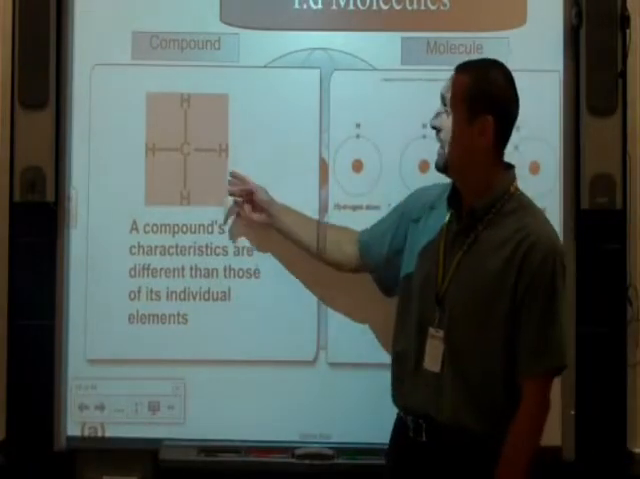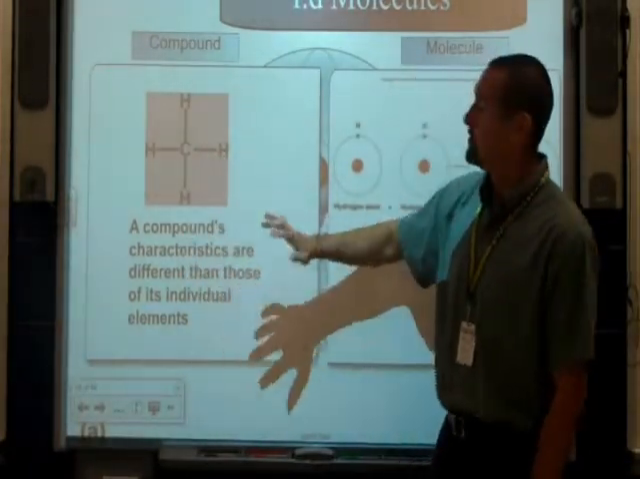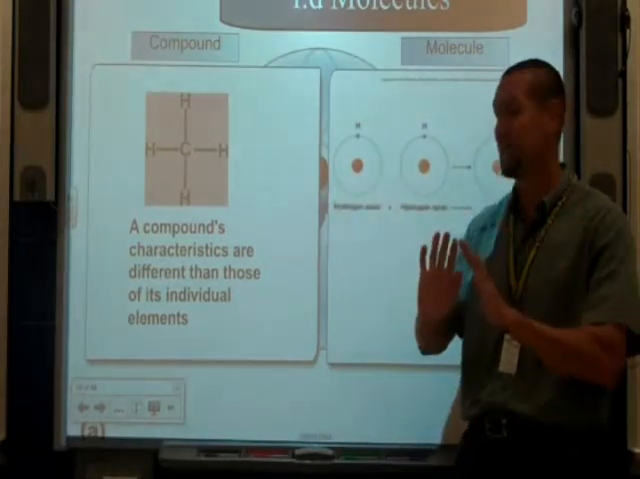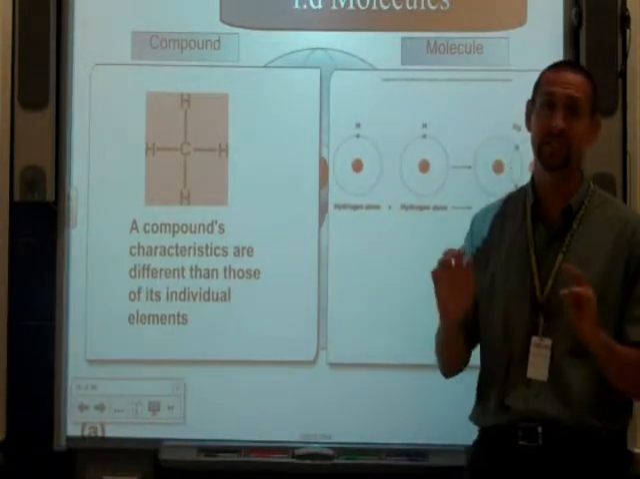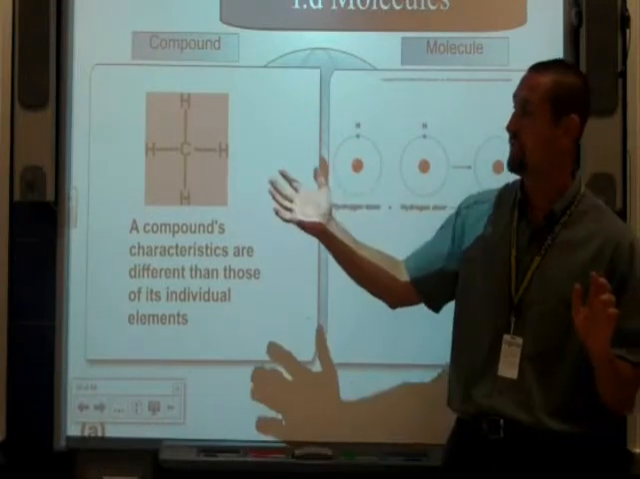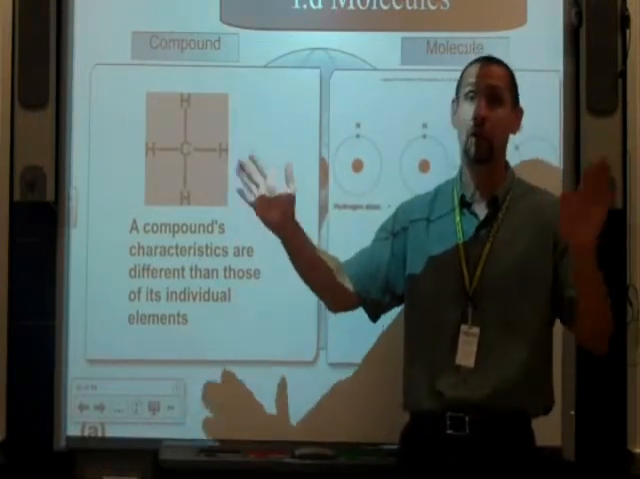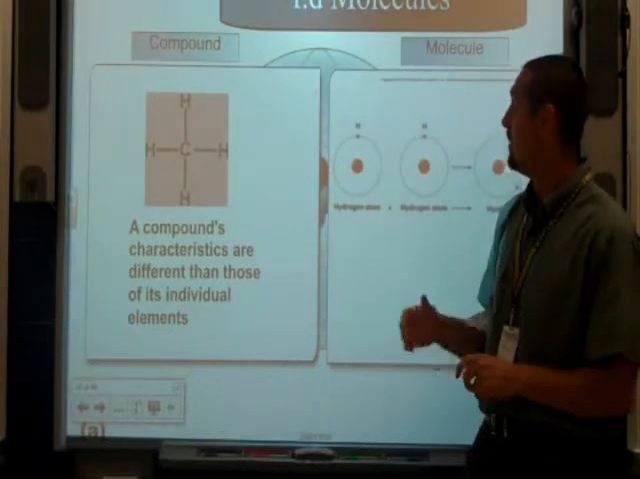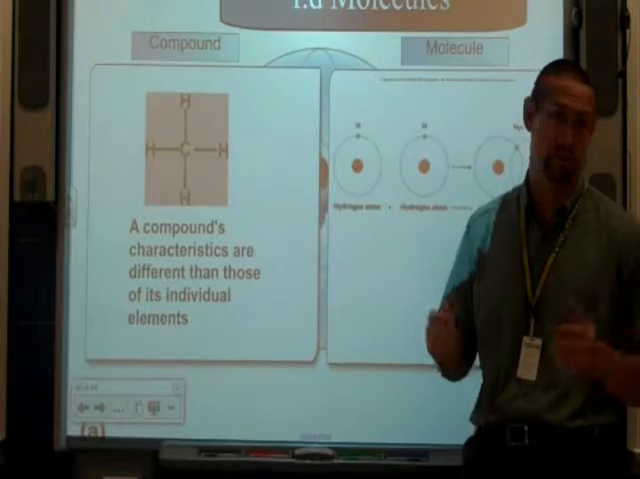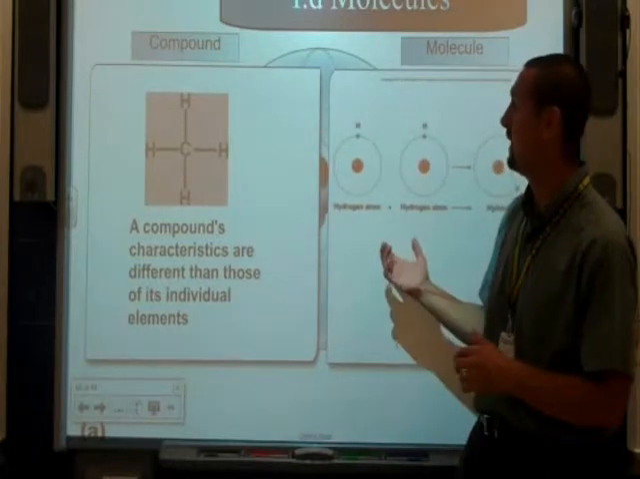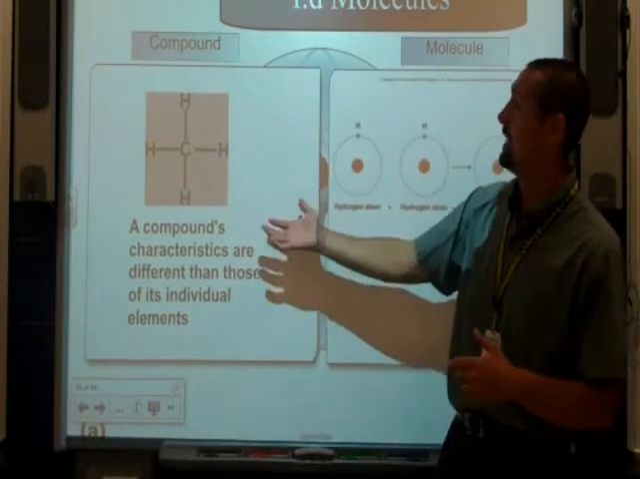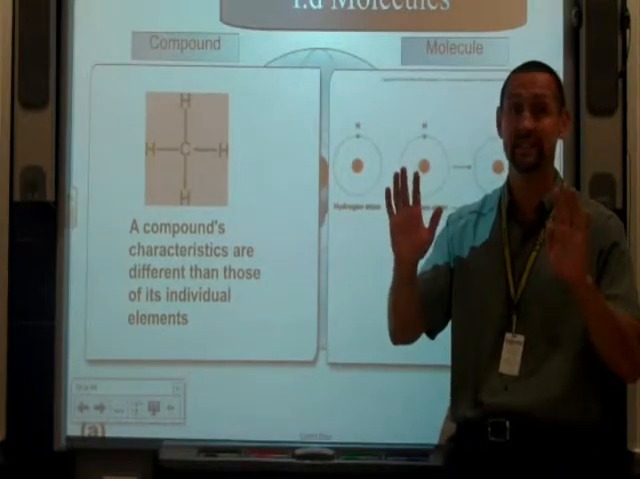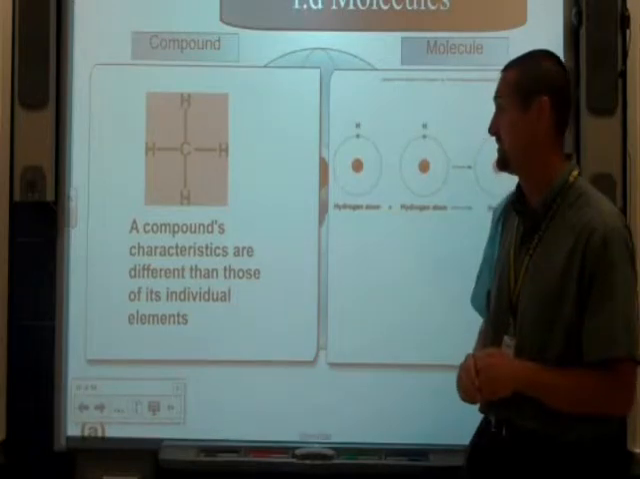A compound then is when we have two different atoms joined together and the characteristics are completely different. When the two atoms are separate, they're one thing. When they're joined together, they're something completely different. That makes a compound. Molecules are just atoms joined together. All right, so a definition for a molecule is just atoms joined together. A definition for a compound are different atoms joined together, and the traits are different once they're joined.